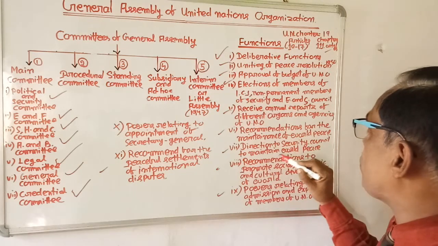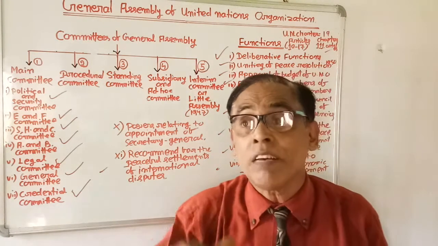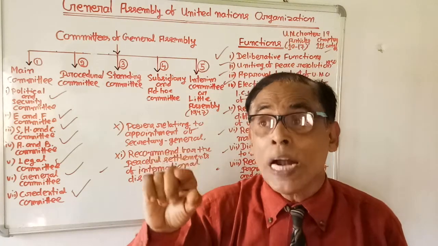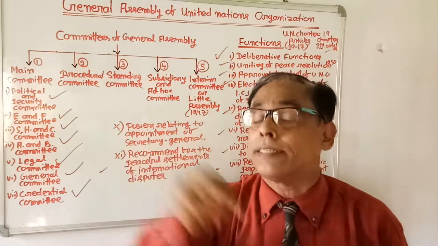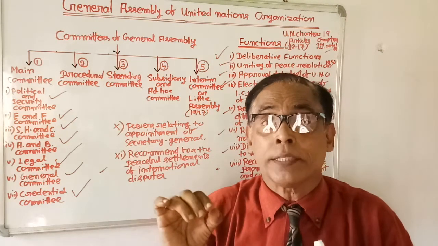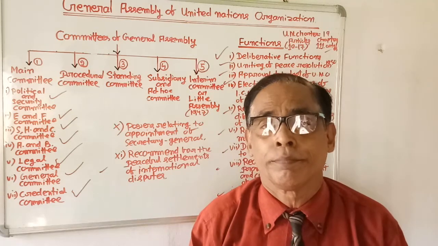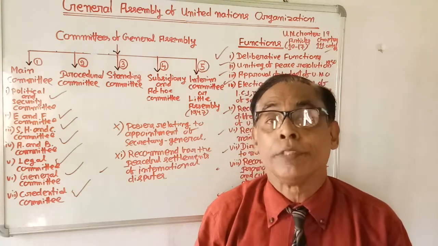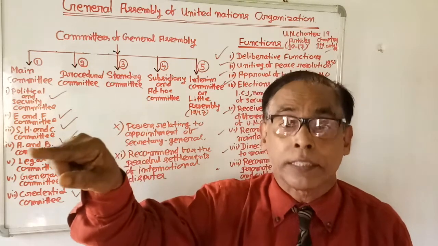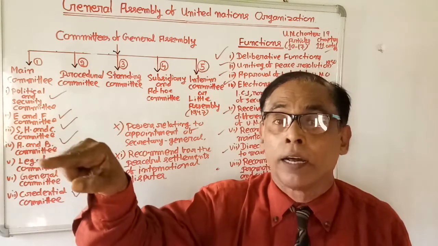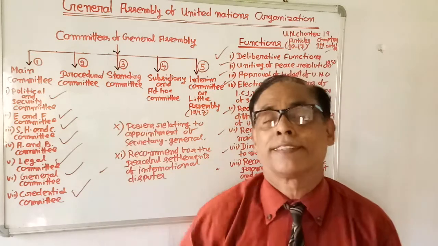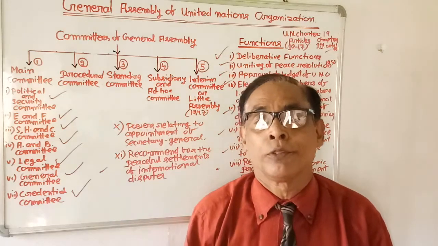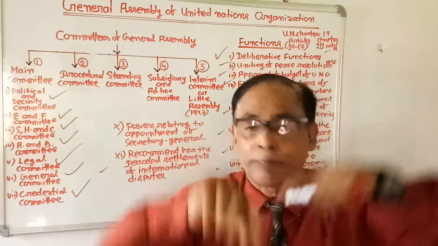Direction to the Security Council to maintain world peace. Whenever in any part of the world peace is in danger, the world peace is in problem, the function of the General Assembly is to advise the Security Council to take necessary measures, necessary steps to rehabilitate world peace.